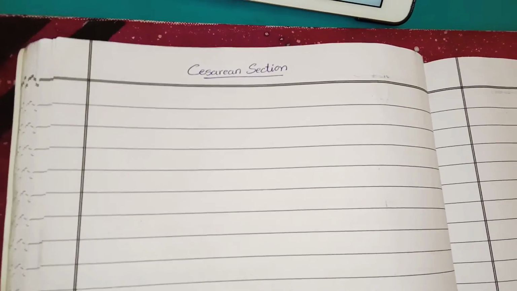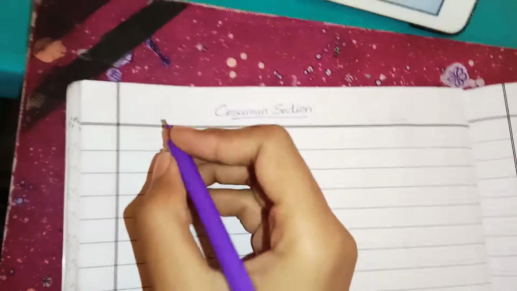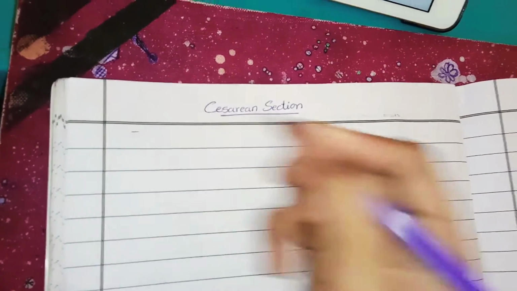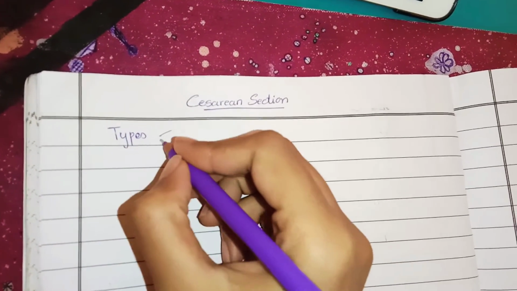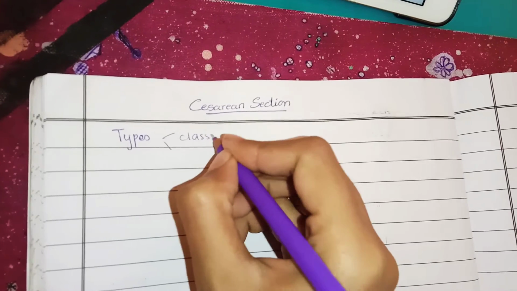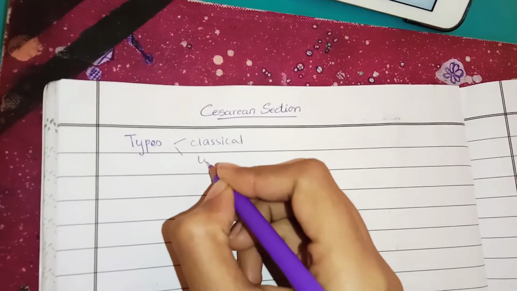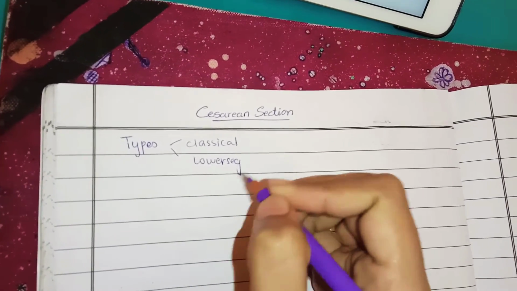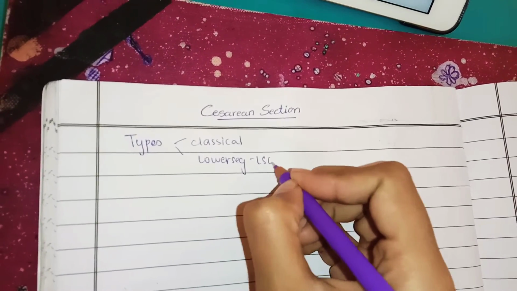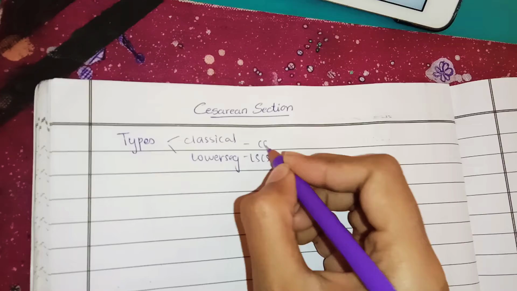Talk about Scissoring section. So first let us see what are the different types of Scissoring section. Scissoring section is divided into two types. One is the classical Scissoring section and the other one is the lower segmental Scissoring section. In short form it is called LSCS, and this is called CCS.